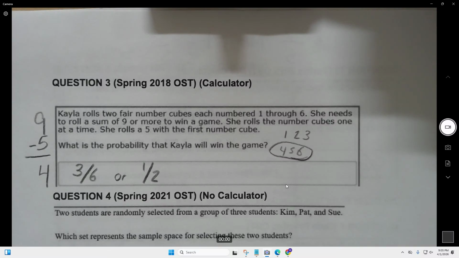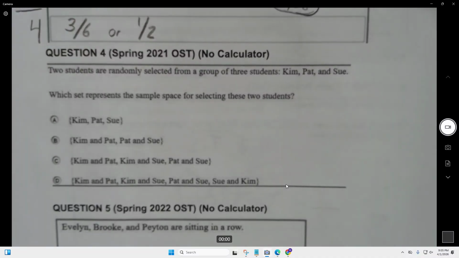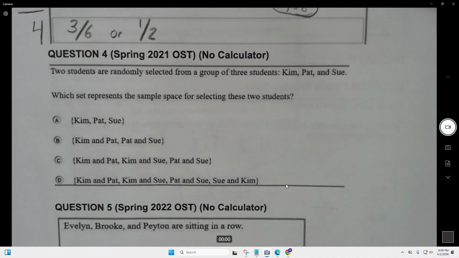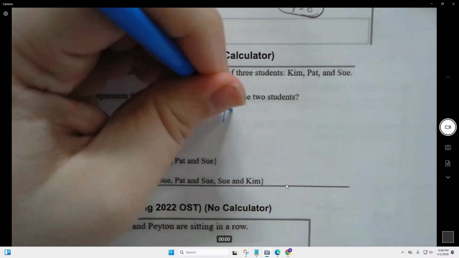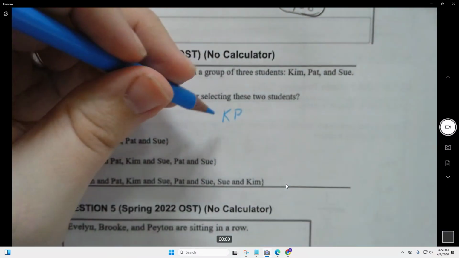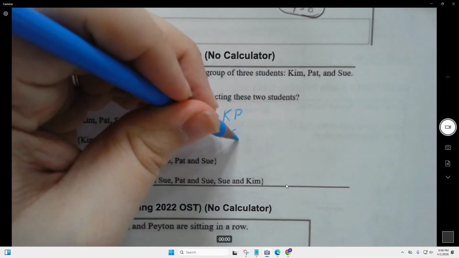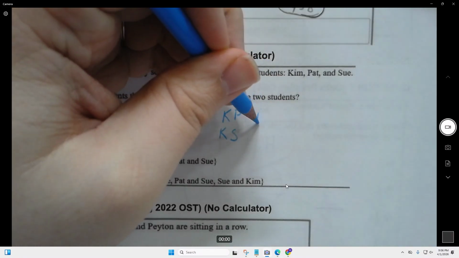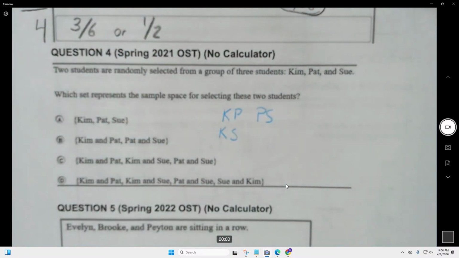All right. Question 4. 2 students are randomly selected from a group of 3 students, Kim, Pat, and Sue. Which set represents the sample space for selecting these 2 students? So you can either have Kim and Pat, Kim and Sue, or Pat and Sue.